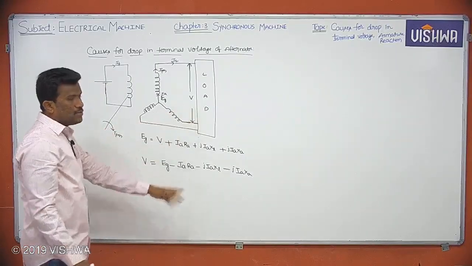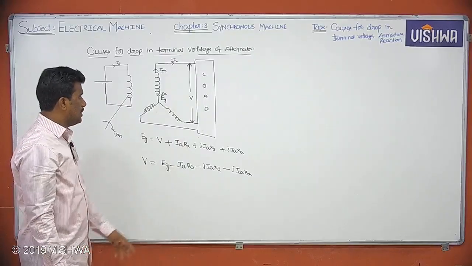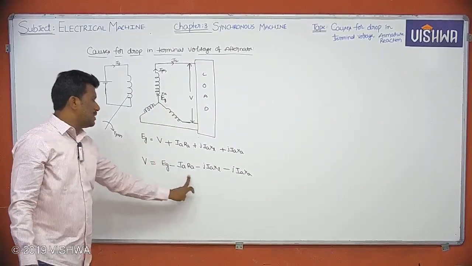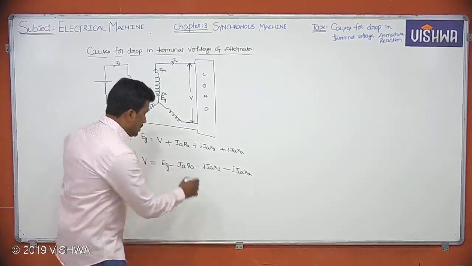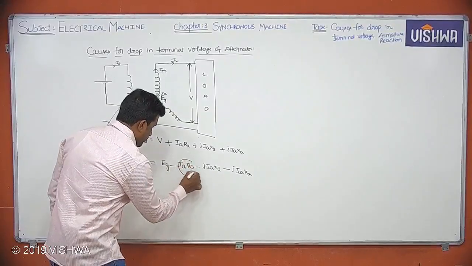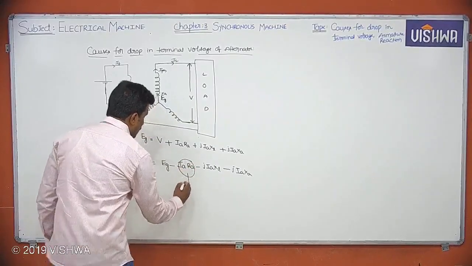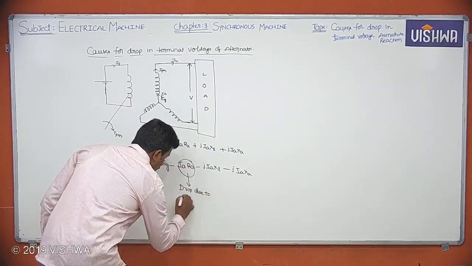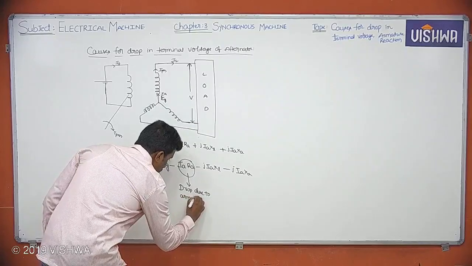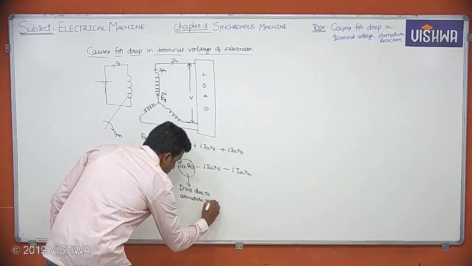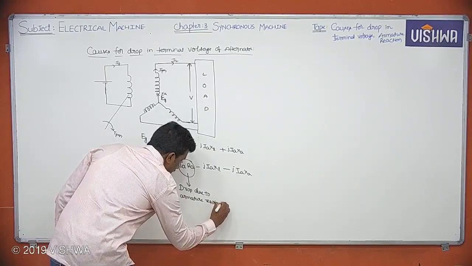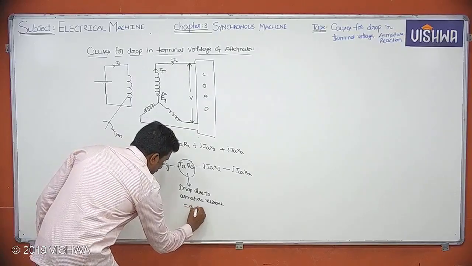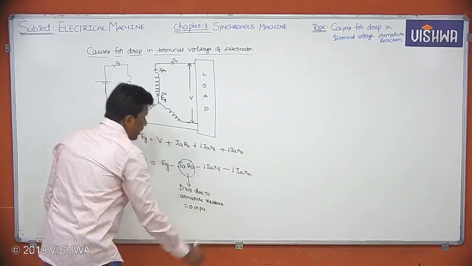But practically, you'll be having so many drops. What are those drops? The terminal voltage or load voltage V equals Ef minus these drops. Tell me, what about this one? This is the drop due to armature resistance. Okay, so this will be around 0.01 per unit.